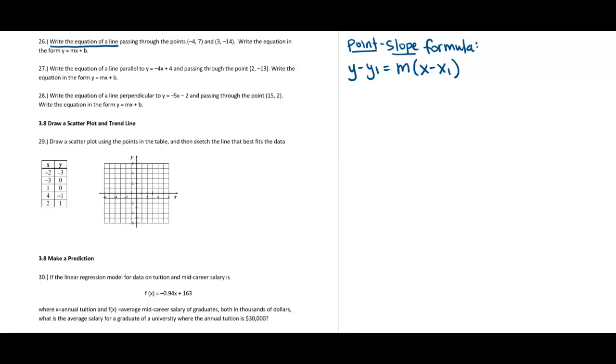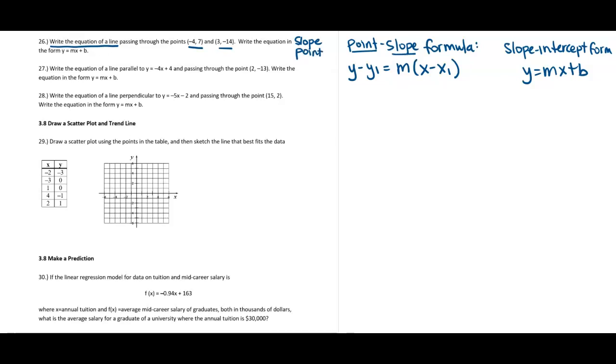The other one that we talked about is just the slope intercept form, y equals mx plus b. So you don't actually have to memorize this other formula. You can just use y equals mx plus b, but it's totally up to you which way you want to do it. Okay, so let me show you on this first. If we're trying to write an equation of a line that's passing through 2 points, we need to know the slope and we need to know a point.